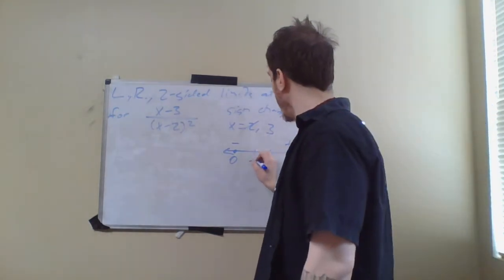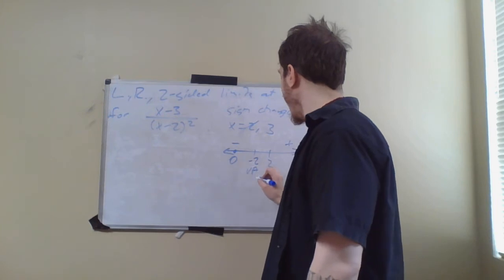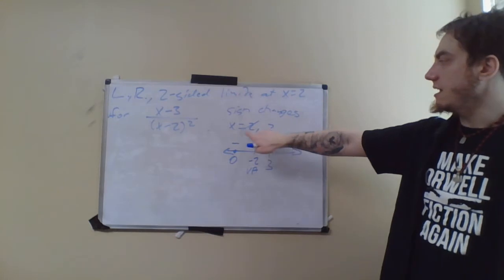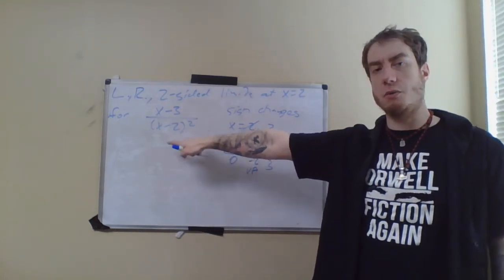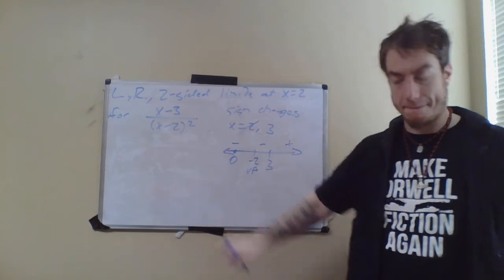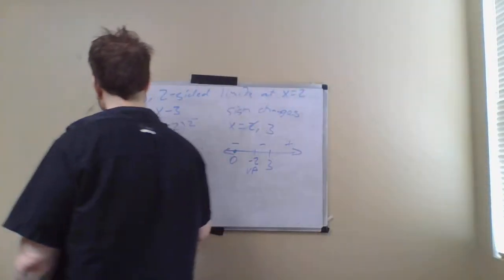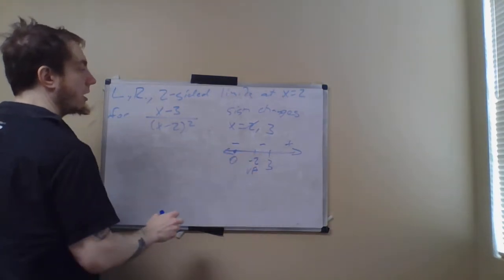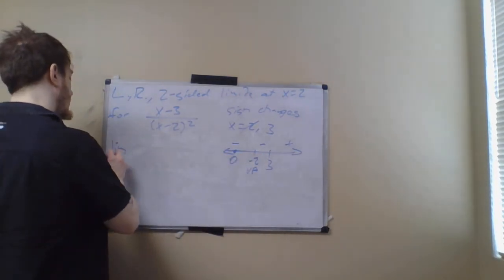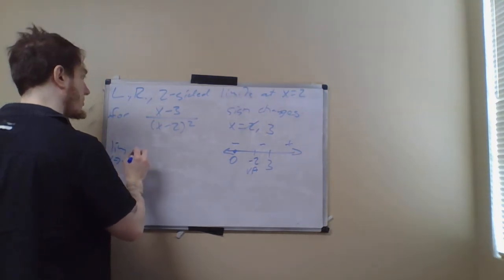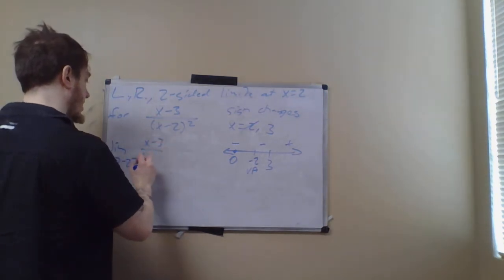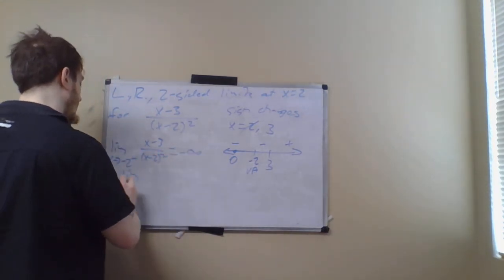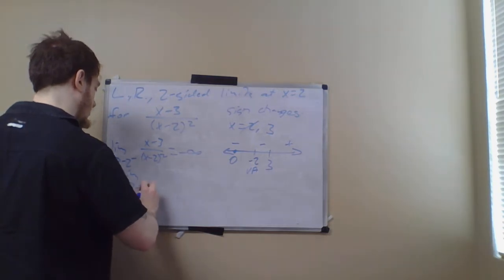Now, at -2, what we're going to get is a vertical asymptote, but it's still negative on both sides because that asymptote corresponds to a root of multiplicity 2. So that means that the left-hand limit and the right-hand limit are going to be negative infinity. So we can say the limit as x approaches -2 from the left of (x minus 3) over (x minus 2) squared is negative infinity. And that is also the limit as x approaches -2 from the right.